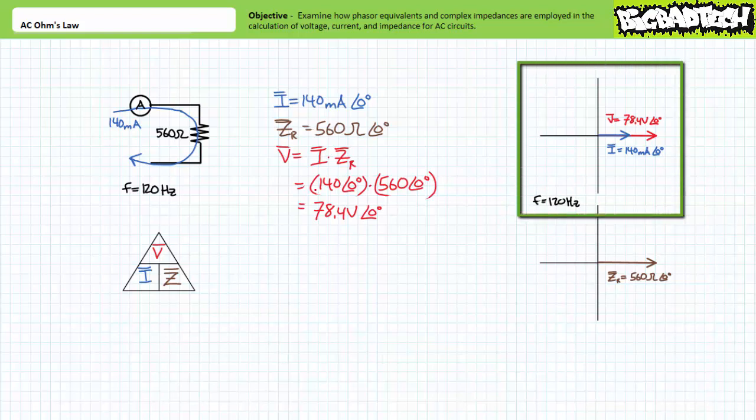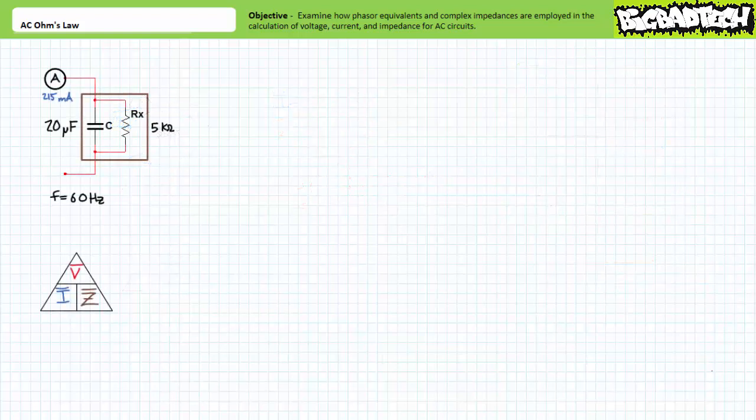Note the phasor diagram shows I overlapping V, indicating they are in phase with one another, in keeping with our expectations for purely resistive elements. Let's try the same permutation of Ohm's law from the perspective of a capacitor, only this time featuring a manky old 20 microfarad capacitor with a 5 kilohm leakage path in parallel. Let's say an ammeter is reading 215 milliamperes of current through it.